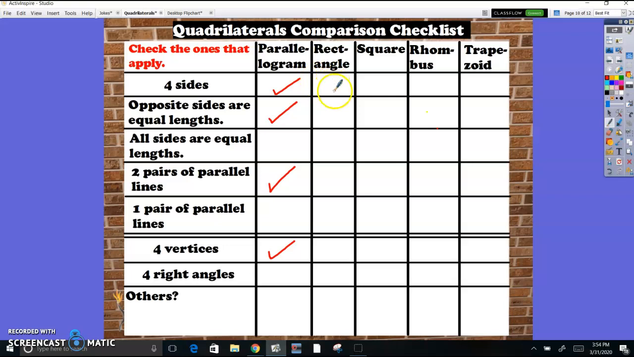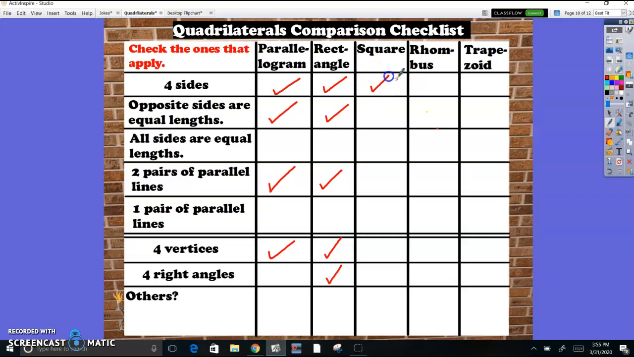On a rectangle, it has 4 sides. Opposite sides are the same length, but not all sides are equal. It also has 2 pairs of parallel lines. Look, parallelogram and rectangle are so similar. They also have 4 vertices. That's why you can call a rectangle a parallelogram also. However, a rectangle has 4 right angles, while a parallelogram doesn't.